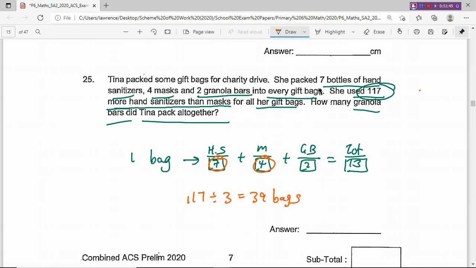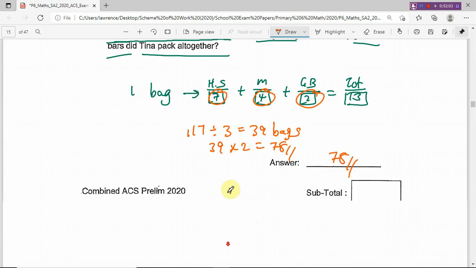And if there are 39 bags, how many granola bars? Go to one bag, look for the same thing. Look for how many granola bars. So one bag has 2 bars. 39 bags will be 39 times 2. So there are 78 granola bars. Grouping method. So the method here is grouping. Okay, let's go to the next one.